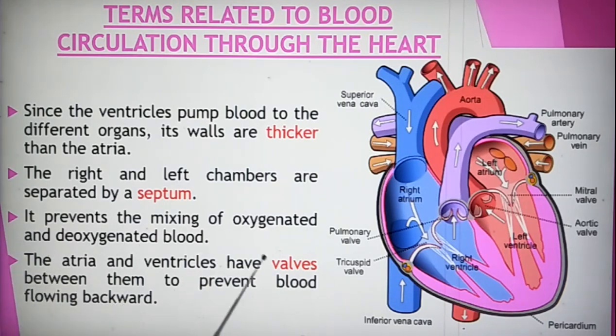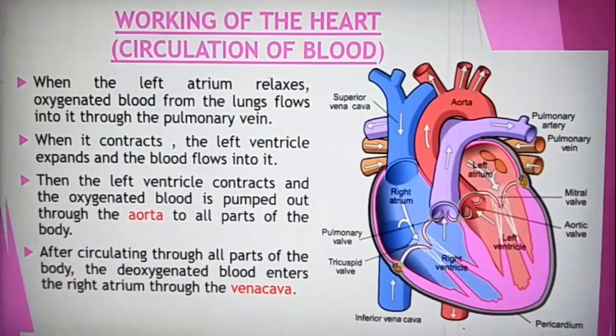The atria and ventricles have valves between them to prevent blood flowing backward. We can see the different valves: mitral valve, aortic valve, pulmonary valve and tricuspid valve. Four valves are there, and the main function of these valves is to prevent the backflow of the blood.